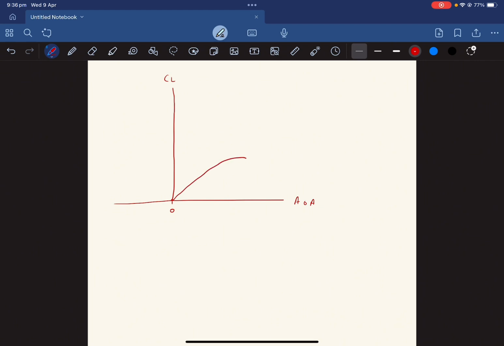And if the wing thickness is less, then your lift, of course, your CL is also going to be less. So this is for a symmetrical aerofoil with 6% thickness.